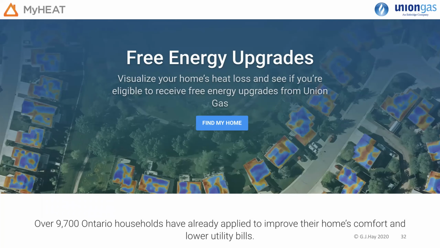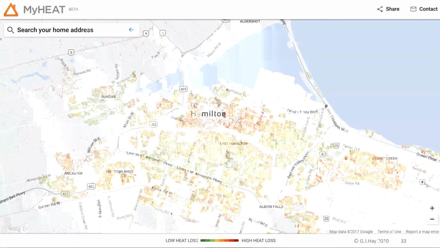So here's an example. This is the city of Hamilton, Ontario, on the lake. So right away, if you're a city planner, you can see where buildings are more efficient, in this case, wasting less energy, than buildings that are wasting a lot of energy. And as you might suspect, the older downtown core has pretty high heat loss. But it's also interesting to note that some of the newer buildings, including one of my homes, used to have very high heat loss.